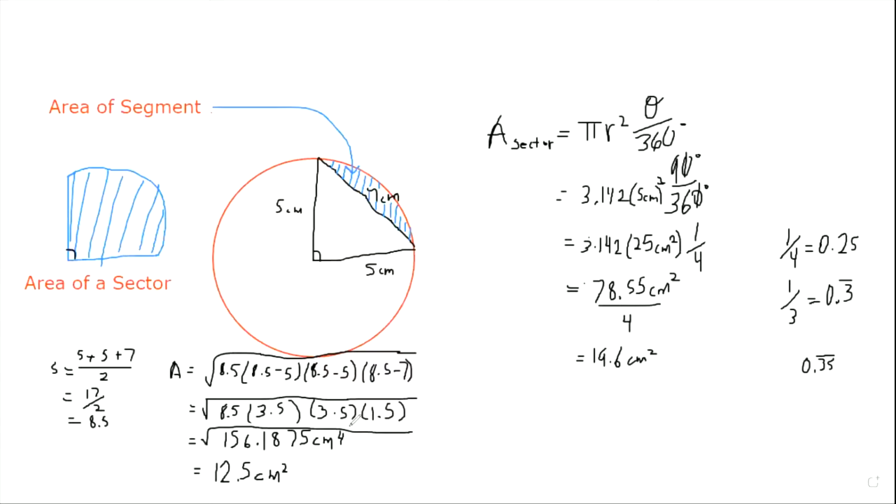For those who are wondering, the 4 got halved because of the square root. If this was a 2 here, it would have gotten halved to be a 1. So that's the explanation for that. Okay, so now we have our area of a triangle. We have the area of a sector. The final step to find the area of a segment would be to subtract those two, right?